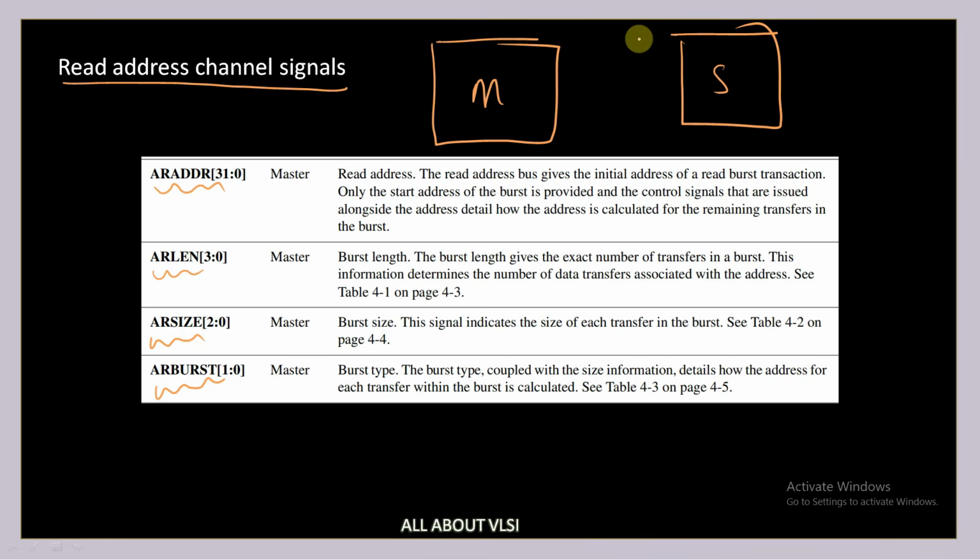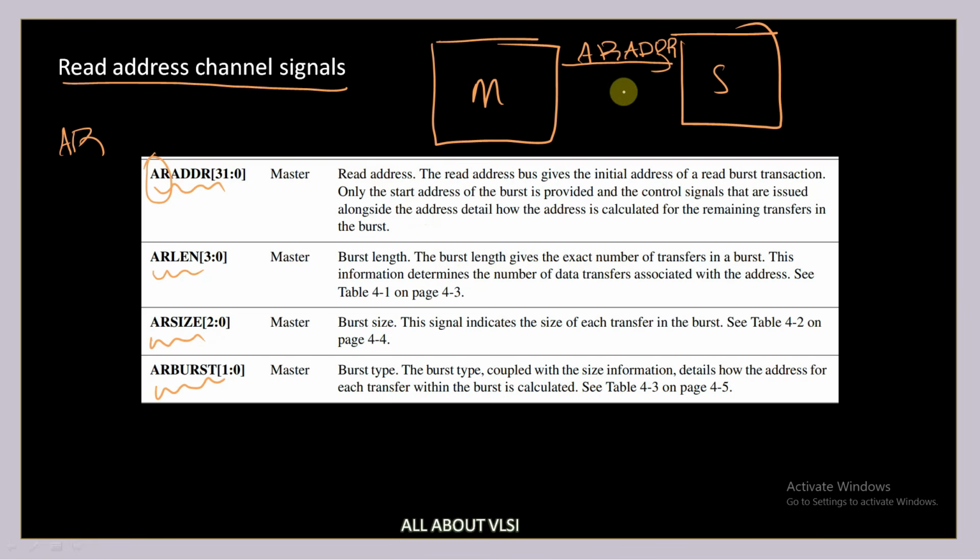Specifically, if the master wants to send the read address, it is going to use a signal which is known as AR address. So if you can see, the letters associated with this address channel are AR. Now this is read address, and the read address bus gives the initial address of the read burst transaction. Only the start address of the burst is provided, and the control signals are issued alongside the address detail, how the address is calculated for the remaining transfers in the burst. We are going to learn later how the address is given in the burst, but understand the significance of this particular signal.